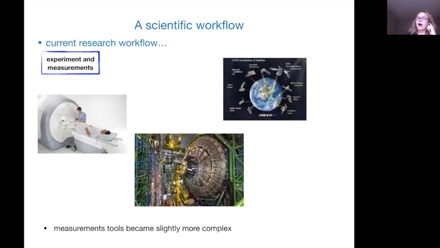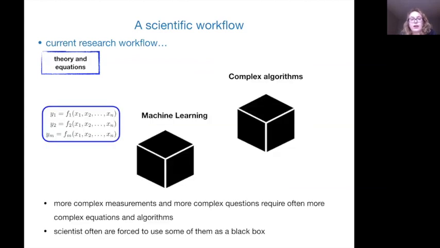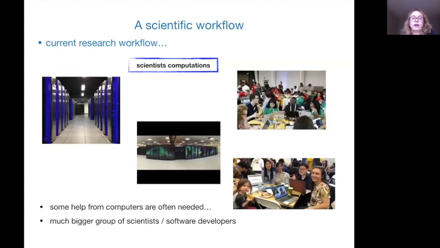Now the times have changed and things look slightly different. First of all, I would argue that the measurement tools have become highly complex. They were designed by big teams that were usually not the same people as the scientists. The theory also became more complex, mostly because we often ask more complex questions, and also because we are using more complicated tools to measure things. We have more complicated equations, and we have more data.